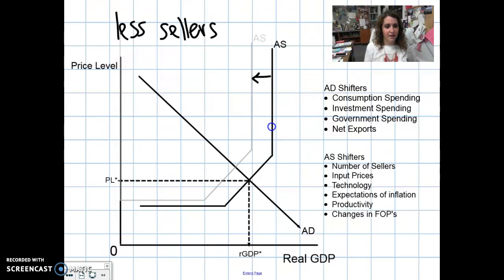So aggregate supply would shift to the left, something like that. And we have a new equilibrium right here. Pause if I'm going too fast.